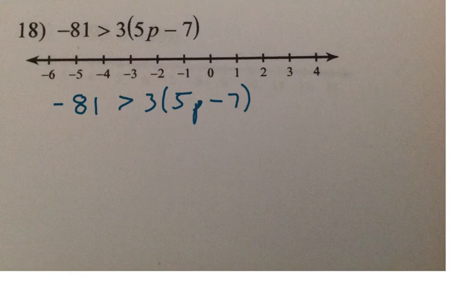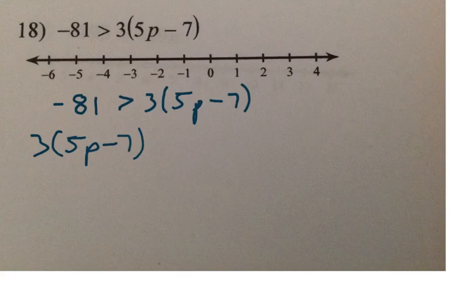Okay, let's do one more. Notice how it's backwards again. So guys, the first thing I'm going to do, of course, is flip everything over. 3 times the quantity 5p plus 7 is now on the left, negative 81 on the right. The greater than has to switch to a less than. And now I can solve it. What's the first thing I should do?